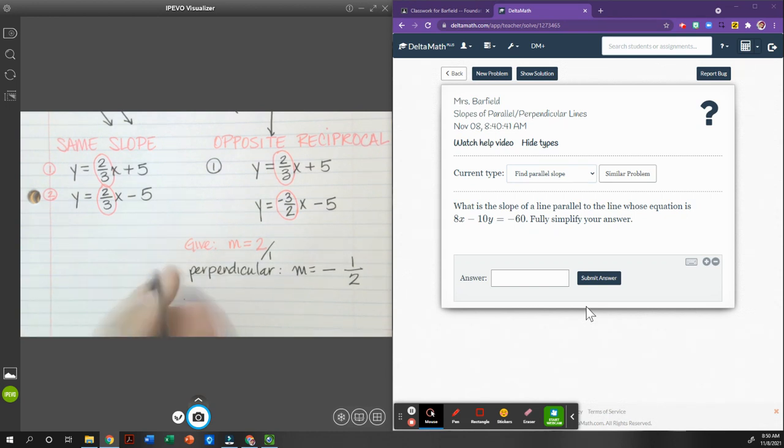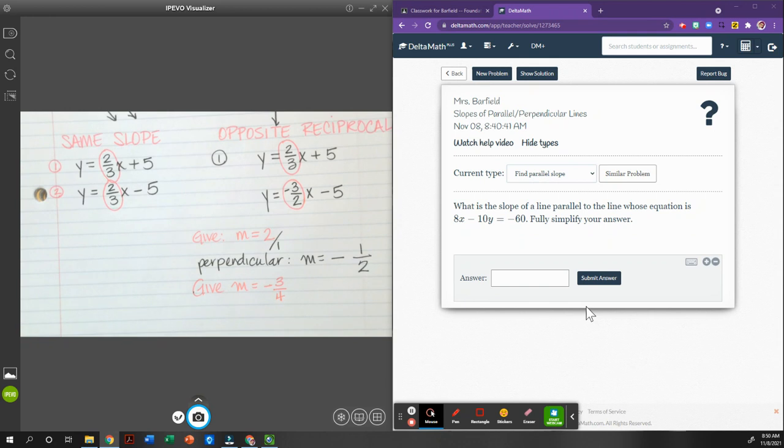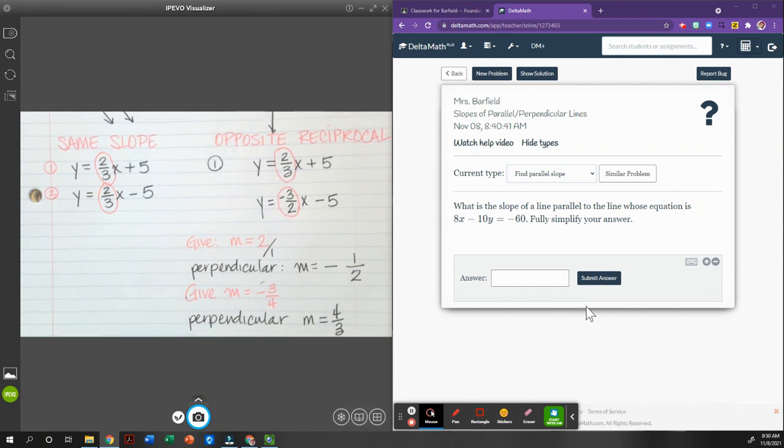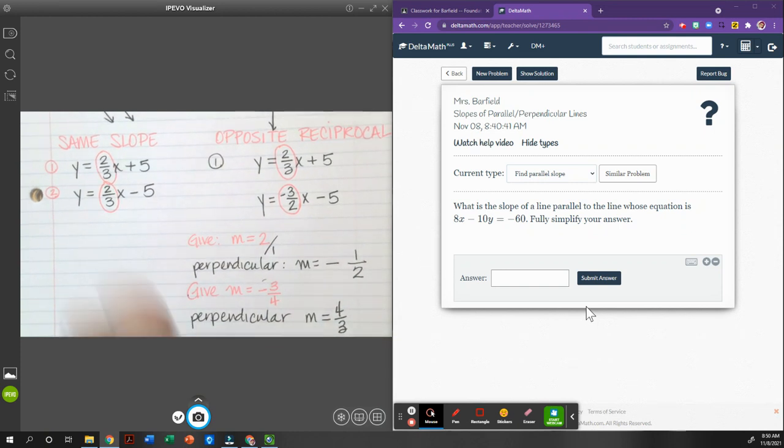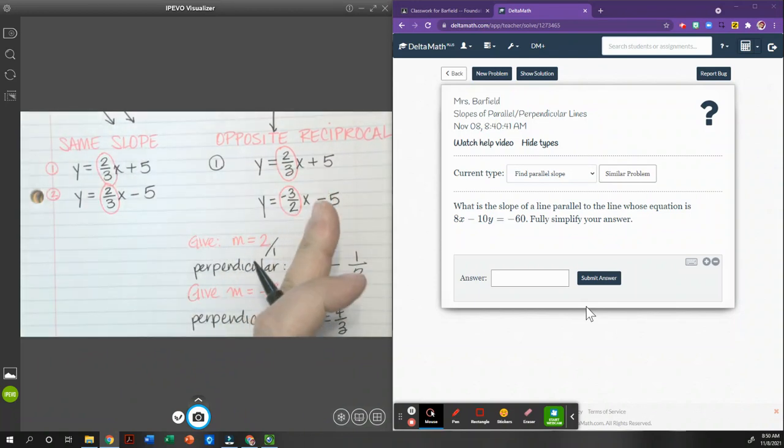So again, if I were to give you, let's just say m was -3/4, the perpendicular slope would be m equals, since it's negative, the new slope would be positive, and then I would just flip this fraction over, 4/3. So that is your definition between parallel lines and perpendicular lines.